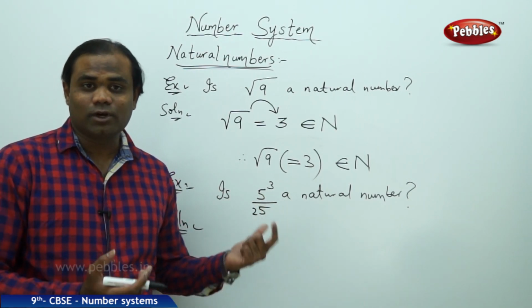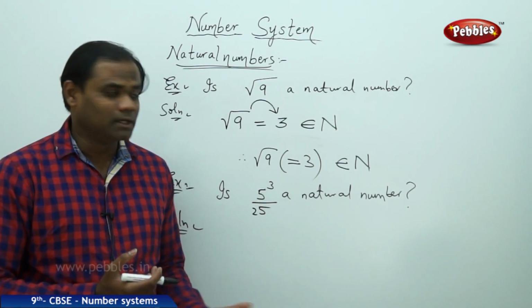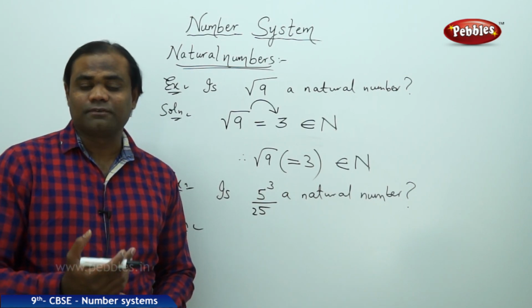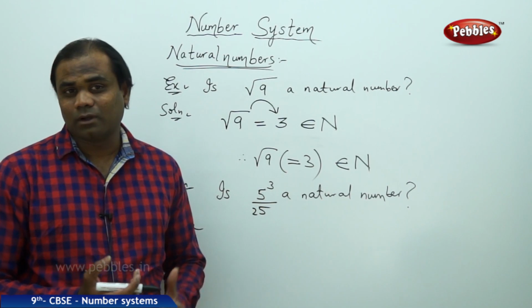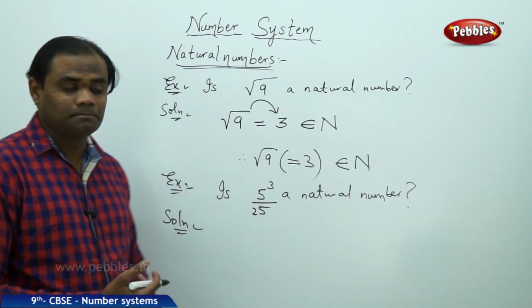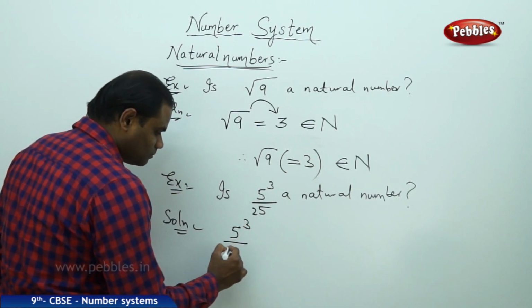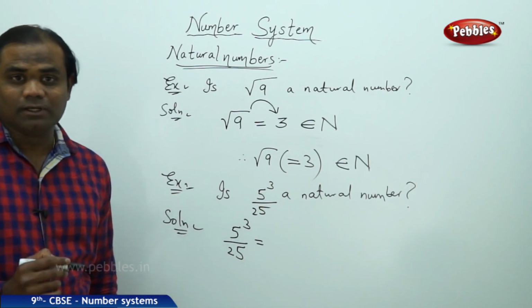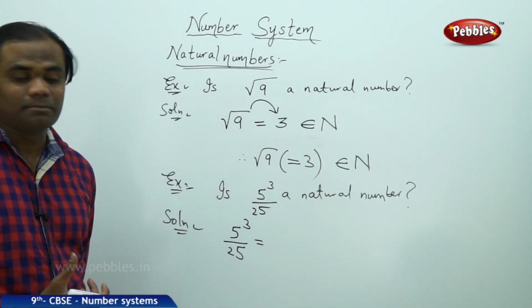So the first thing I do is try to reduce this to the most simplified form, and then I identify the final justification of whether this number is a natural number or not a natural number. So let me take the given problem, 5 cubed by 25, and simplify this further and then justify on this natural number concept.